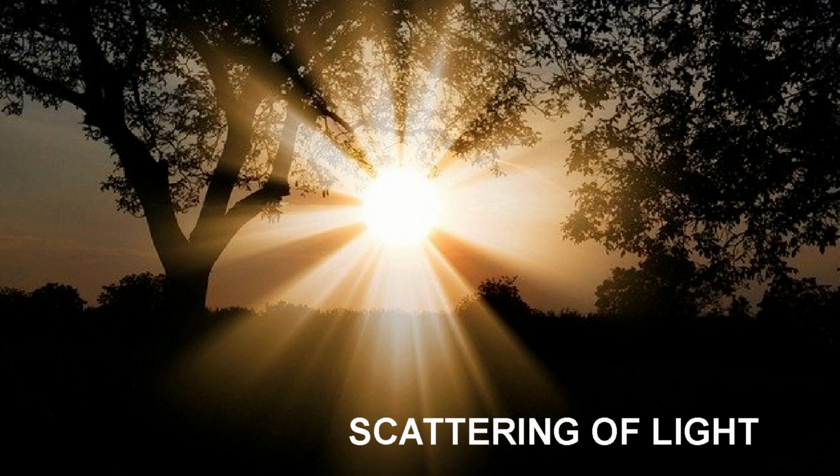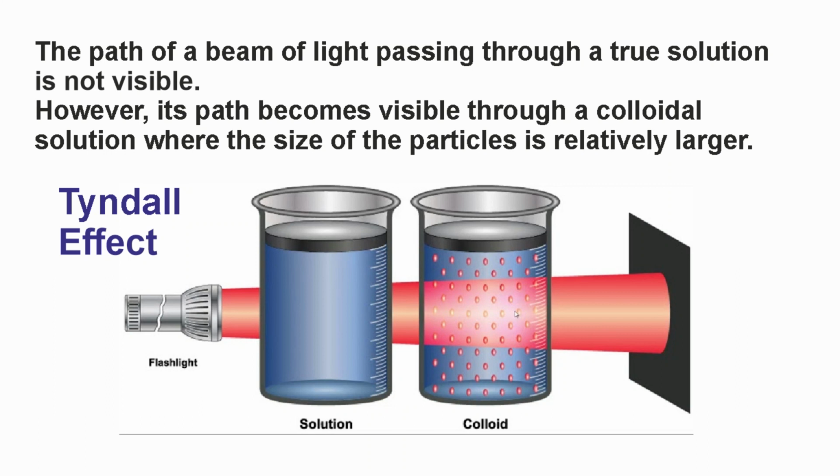The interplay of light with objects around us gives rise to several phenomena in nature. The blue color of the sky, the color of water in the deep sea, and the reddening of the sun at sunrise and sunset are some of the wonderful phenomena we are familiar with. In the previous class, you have learned about the scattering of light by colloidal particles. The path of a beam of light passing through a true solution is not visible. However, its path becomes visible through a colloidal solution, where the size of the particles is relatively larger.